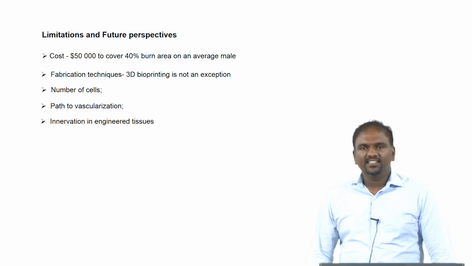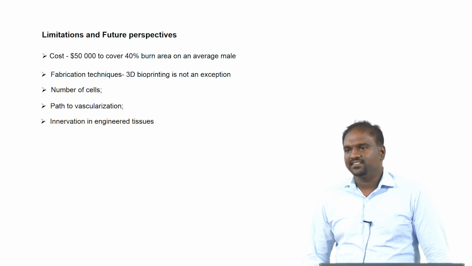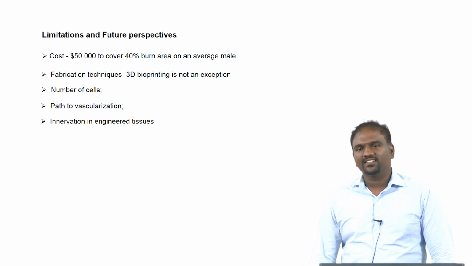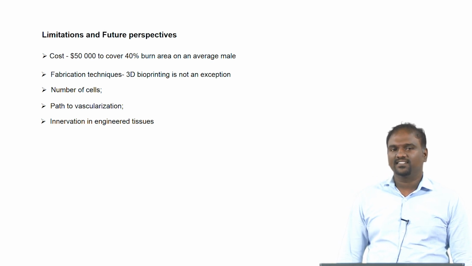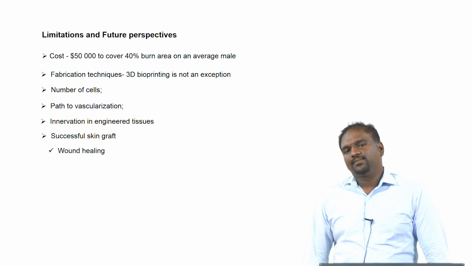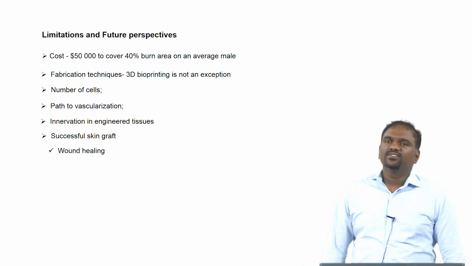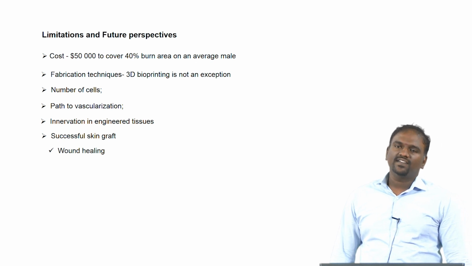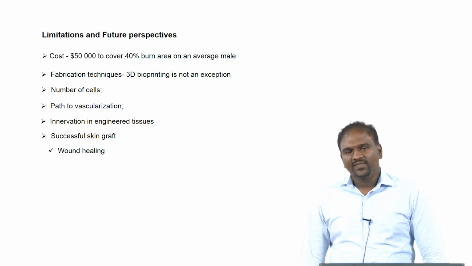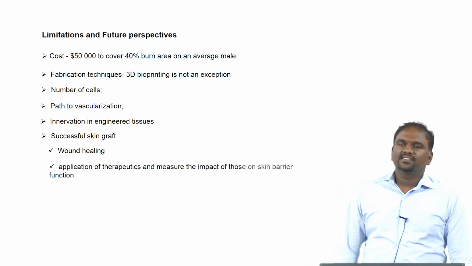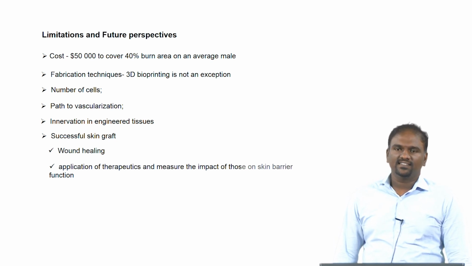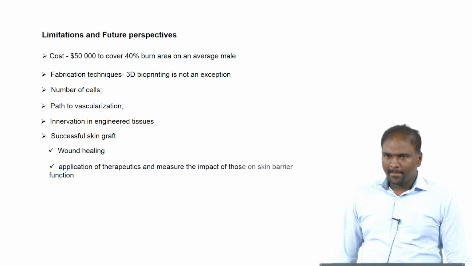Innervation is another important factor we need to consider, not just for skin. With all the grafts we have this problem, so this is also another limiting factor for skin. Once a successful skin graft is developed, we can use it for wound healing, whether the wound happened because of an accident or burns, or a diabetic wound. It can also be used for screening various drugs and for various cosmetic applications. Thank you.